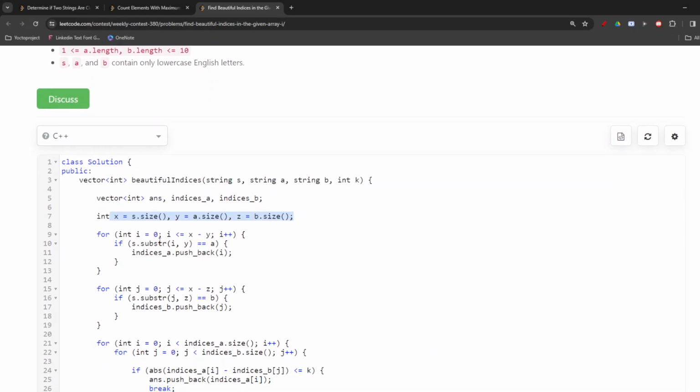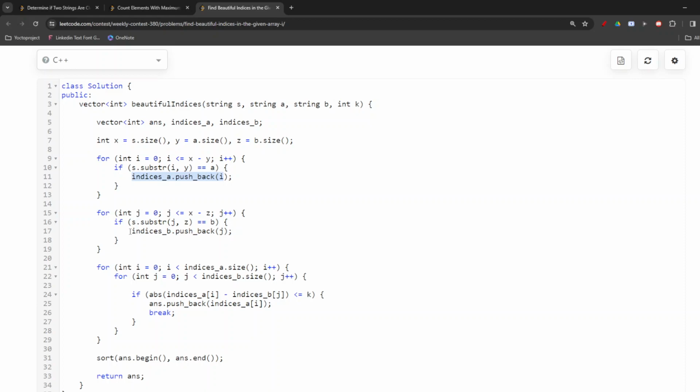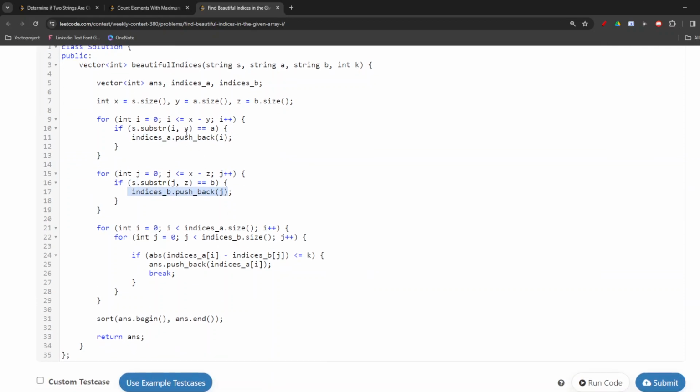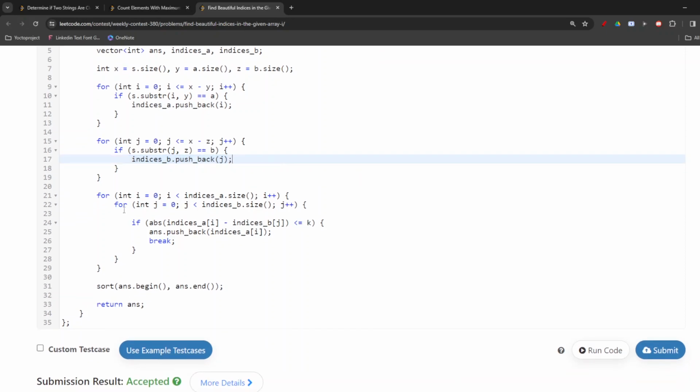And now the first thing I'm doing is storing my indices for the A. So for that I will be checking in this particular string, for the substring i comma y, where y is basically the size of this. If it is equal to a, then I will be pushing that to this particular index a, and the same goes with the b. Now we have index a and index b stored in these indices a and indices b vectors.